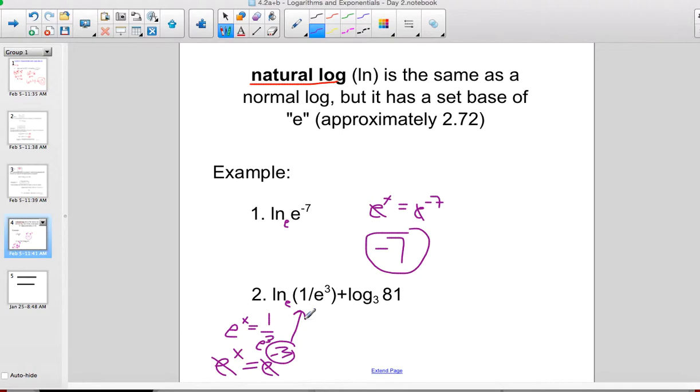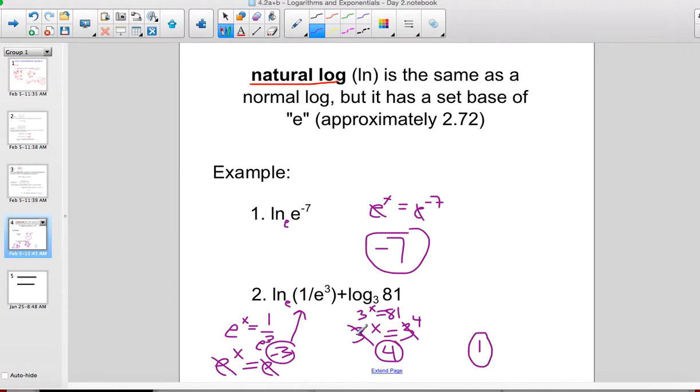Log in base 3 of 81, right? We might have seen this one before. 3 to the what is equal to 81, right? Match the bases. 3 to the x equals 3 to the 4th, right? 3 times 3 times 3 is 27, times 3 more is 81. The bases match, you just get 4. So it's really asking you what is negative 3 plus 4, which is 1.